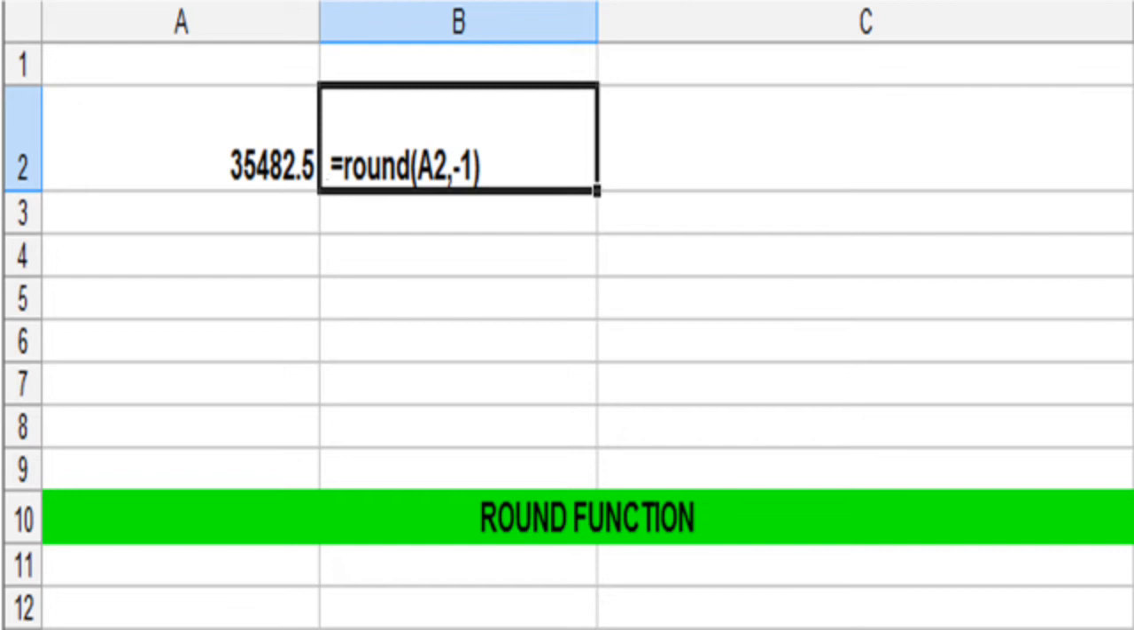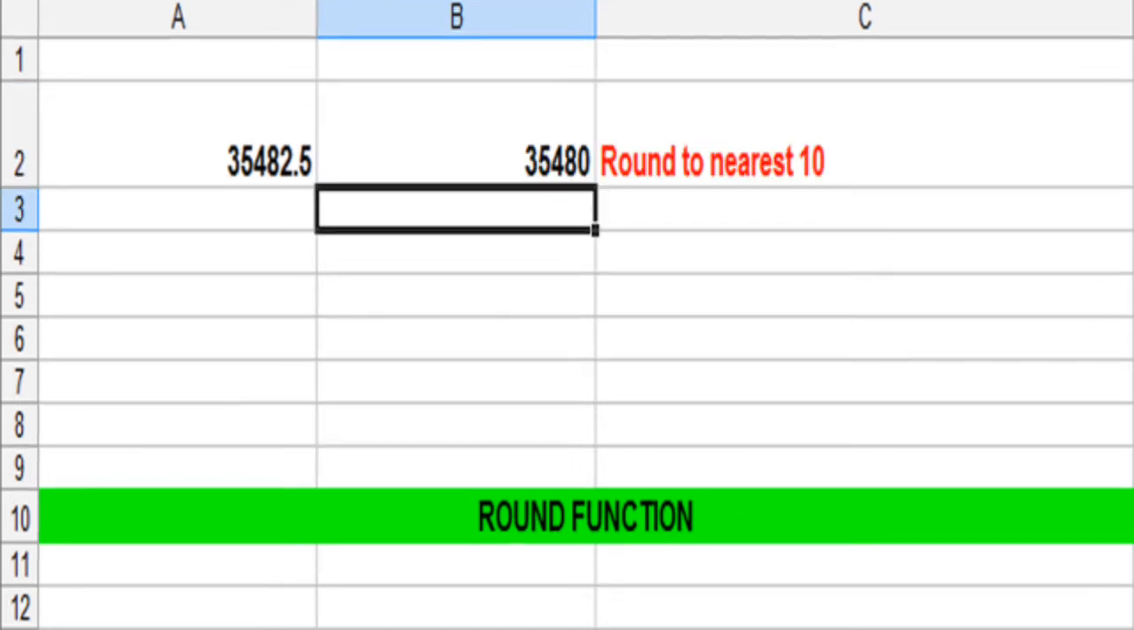Let's see how to round to the nearest multiple of 10. Equals ROUND(A2, -1). Press enter. Rounded to the nearest multiple of 10. The final output number is 35480.